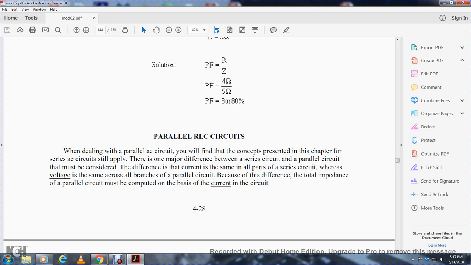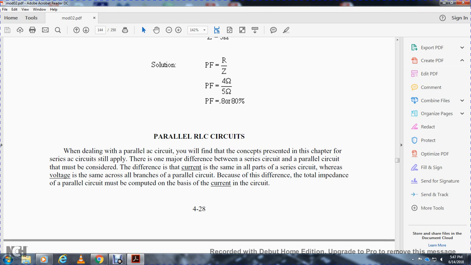Parallel resistive, inductive, capacitive circuits. When dealing with a parallel AC circuit, you find that the concepts presented in the chapter on series AC circuits still apply. One of the major differences between series and parallel circuits that must be considered is that the current is the same in all parts of a series circuit, whereas the voltage is the same across all branches in a parallel circuit.